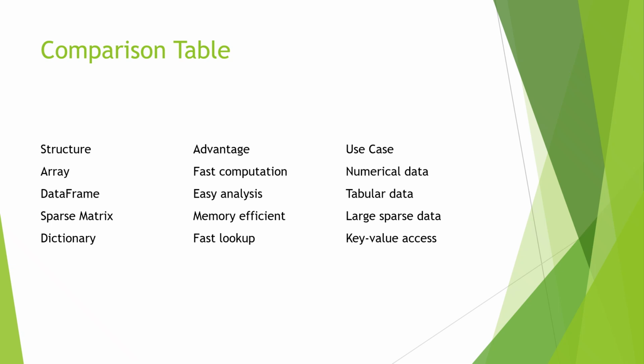Sparse matrices are specifically useful when dealing with large datasets that contain many zero values, as they store only non-zero elements, thereby improving memory efficiency. Dictionaries are best suited for key-value pair operations, offering very fast lookup times, which makes them ideal for tasks that require quick data retrieval. Choosing the appropriate data structure based on the use case ensures better performance, efficient memory usage, and improved scalability in data processing tasks.